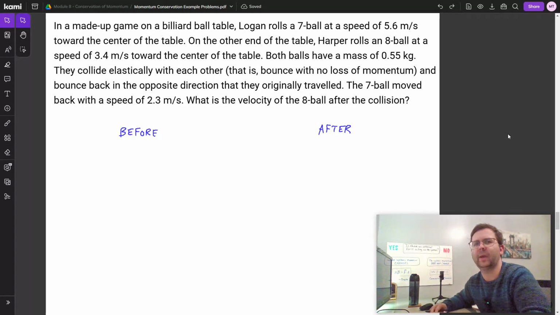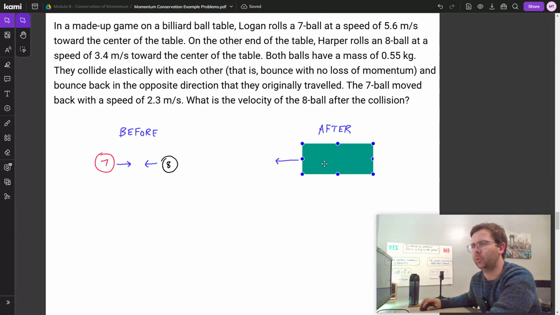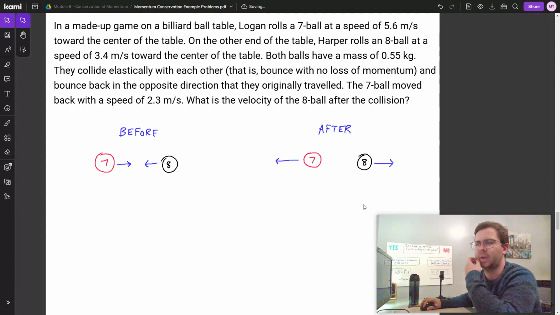So in this example, we have two balls that are headed toward each other. They bounce, and then they bounce back away from each other. To draw a picture of this, I started by drawing a 7 ball and an 8 ball. And I showed that the two balls were running toward each other. And then I drew them going away from each other for my after picture.